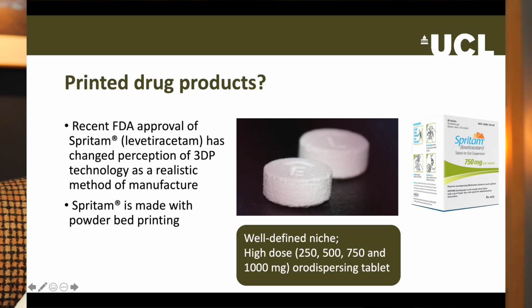One limitation of this type of printer is that it cannot print hollow objects because the loose powder will be trapped inside. But it is the only type of 3D printing that is currently used to make a commercial product. That product, shown on the screen, is called Spritam. It's a product made by a US company, Aprecia, and it was licensed by the FDA in 2015.